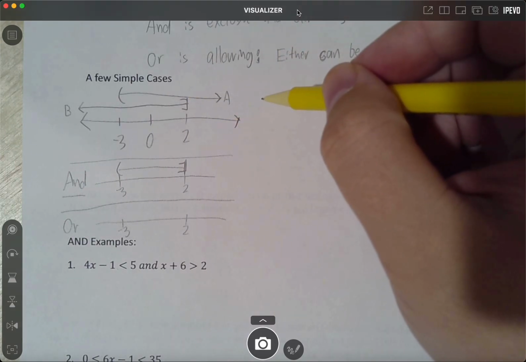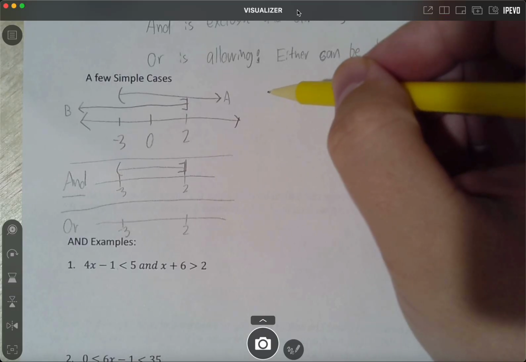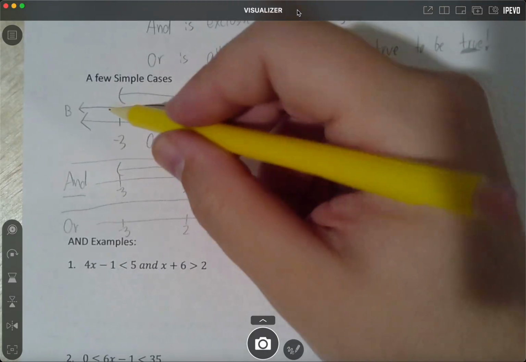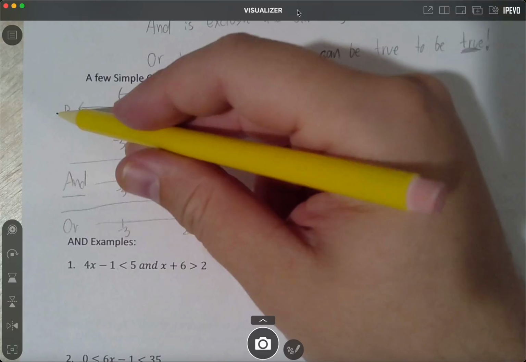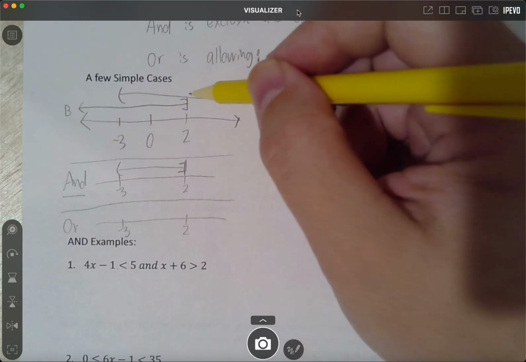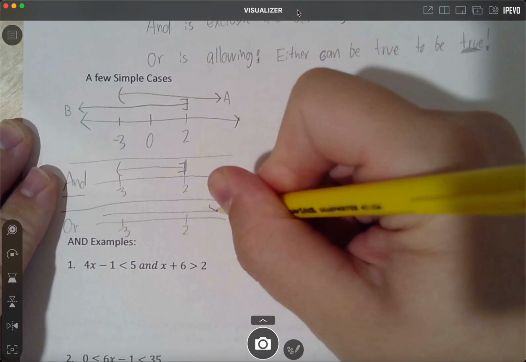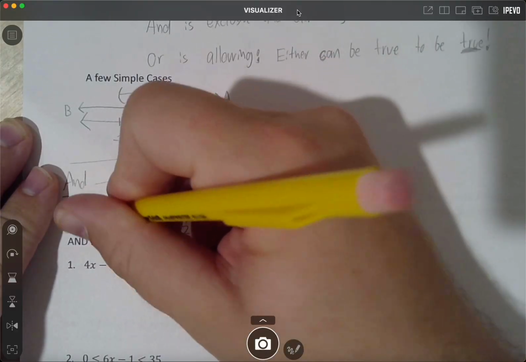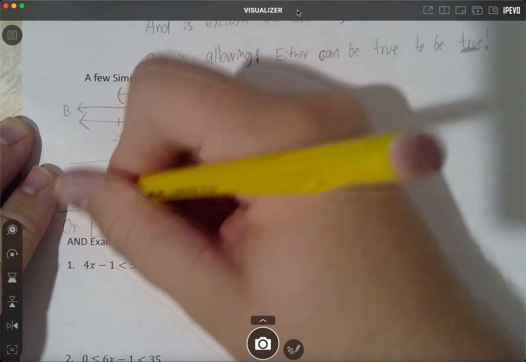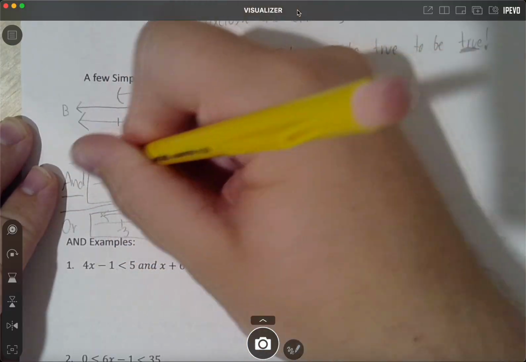Now, if you think about it, that's everything. Every number is either less than or equal to -3, between these two values, or greater than 2. So for the or equation, you actually just select the graph that had a giant line going all the way across for each of them.